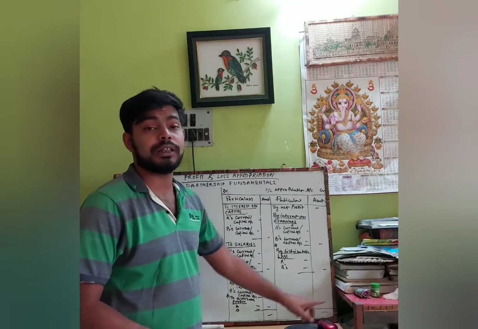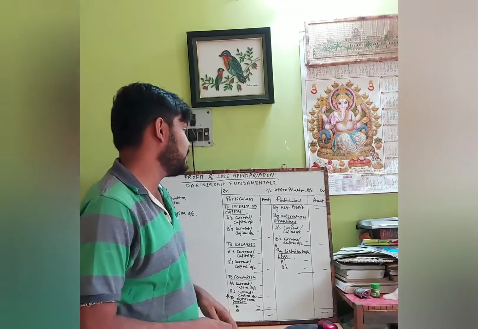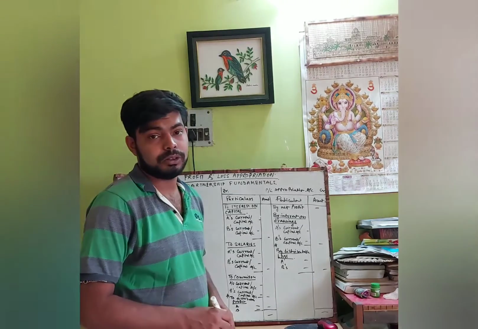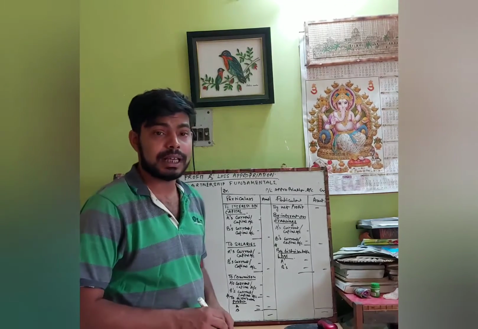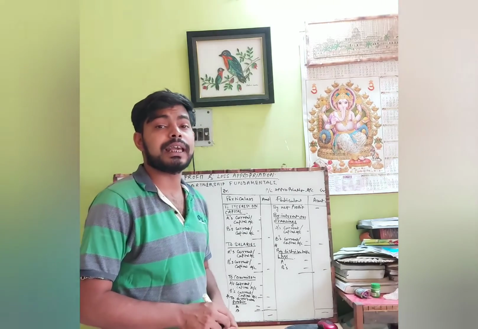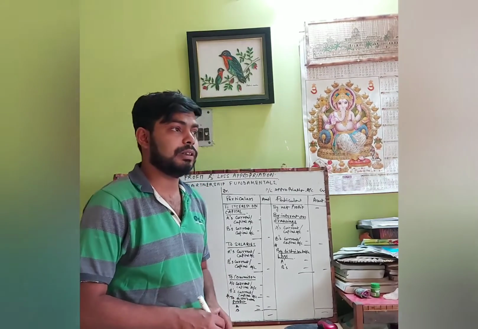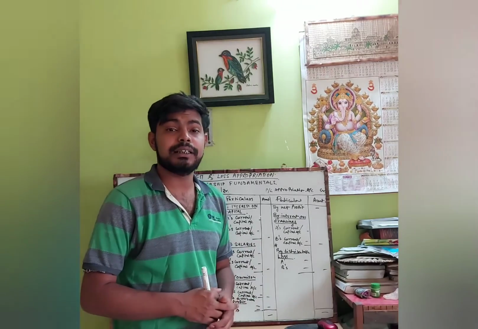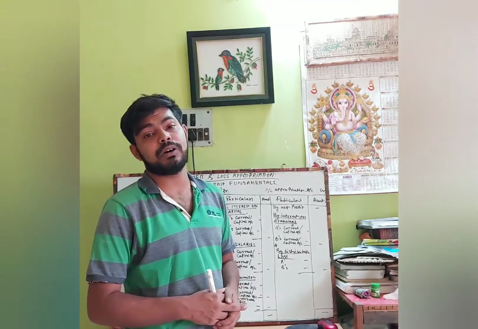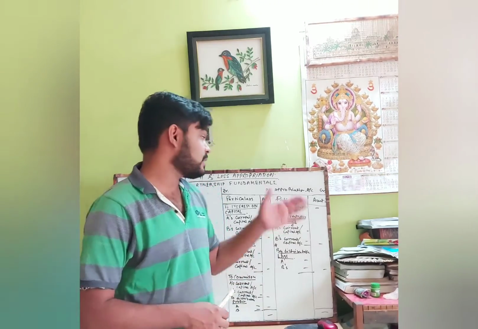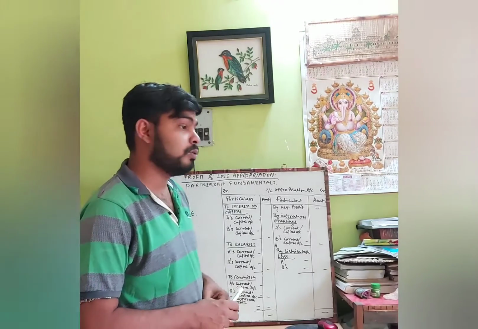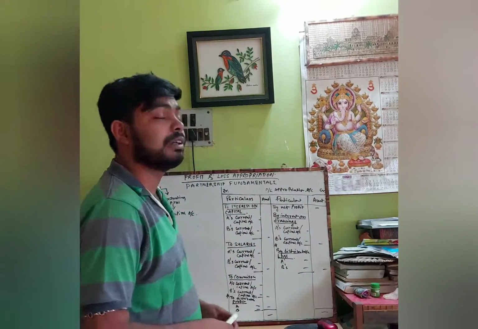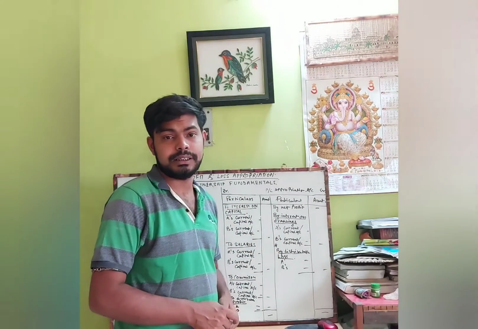So here comes the profit and loss appropriation account. What is the nature of the profit and loss appropriation account? It is a nominal account, so it records all expenses and incomes, all gains and losses. Because in class 11, you learned the golden rule for nominal accounts: debit all expenses and losses, credit all incomes and gains. So, as the P&L appropriation account is a nominal account, we will record all expenses and losses of the business in the debit side and all incomes in the credit side.